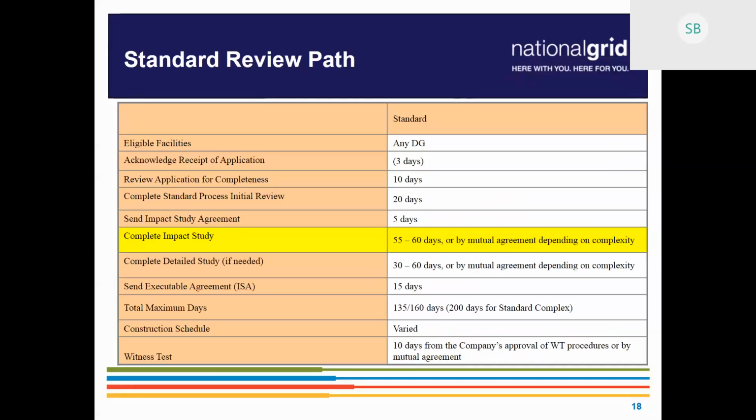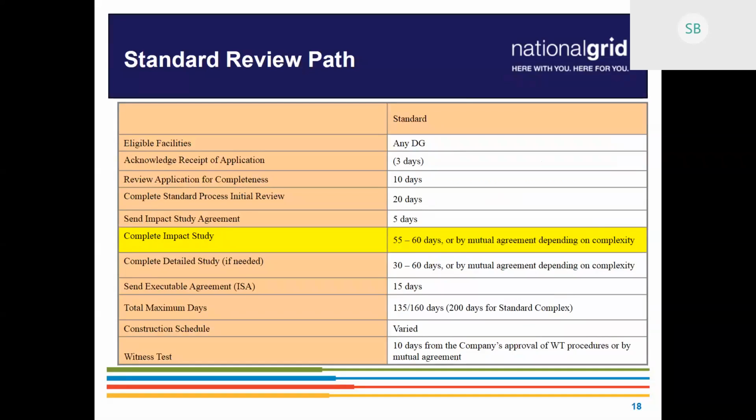So this is just a better view of the standard review path. You can see once we've received your application, we do give you a notification, as with the other projects. To review the application, it takes us about 10 business days to complete. We also take 20 days for the initial review process. And then for the impact study itself, it generally takes from 55 to 60 business days. This is dependent on the project. If the project has a substation modification that it requires, we generally add 5 business days to the study.